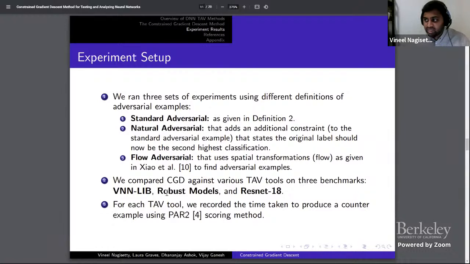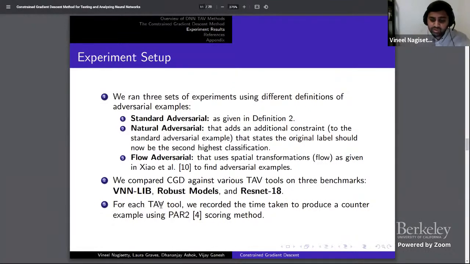So in order to see whether these attacks work well on these robustly trained models. And the third one is ResNet 18, which is a fairly large model. It has around 11 million parameters in order to see if these tools scale well.